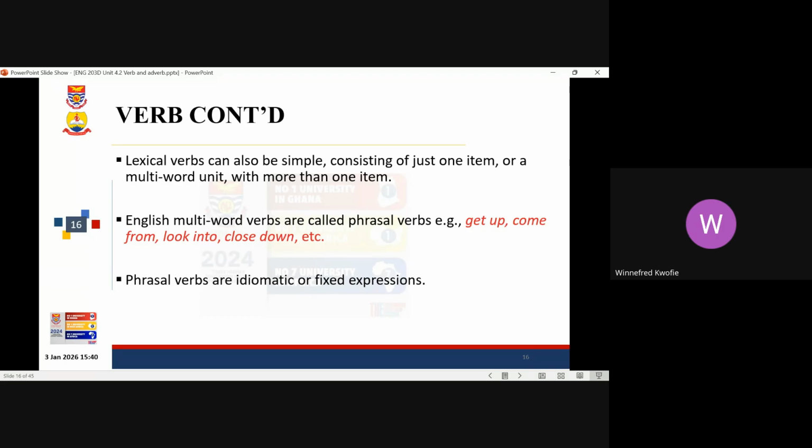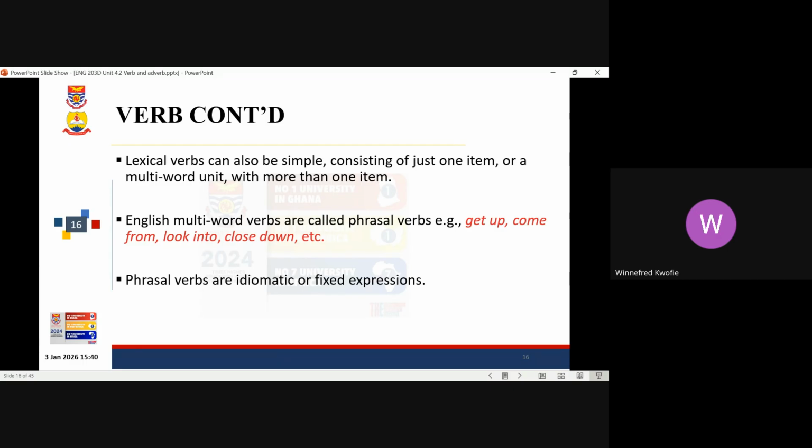Look into. Now, when you take phrasal verbs, they often give idiomatic expression meanings. They often give idiomatic meanings. So when we say look into, it gives an idiomatic sense. Look into, to investigate something.